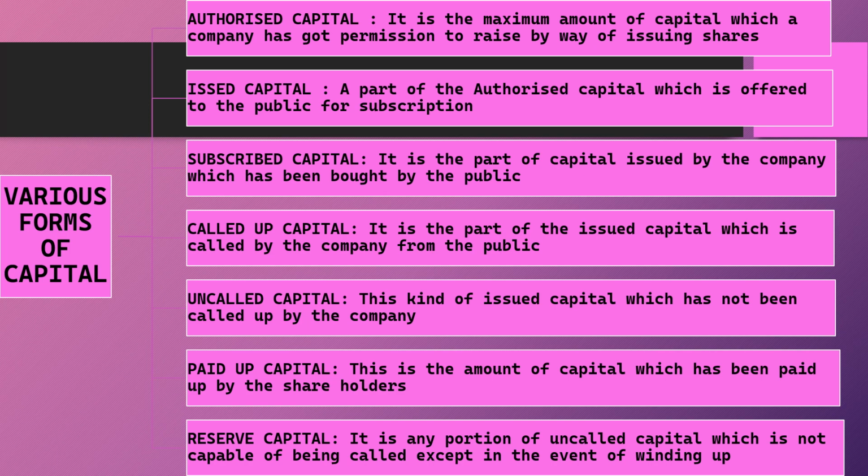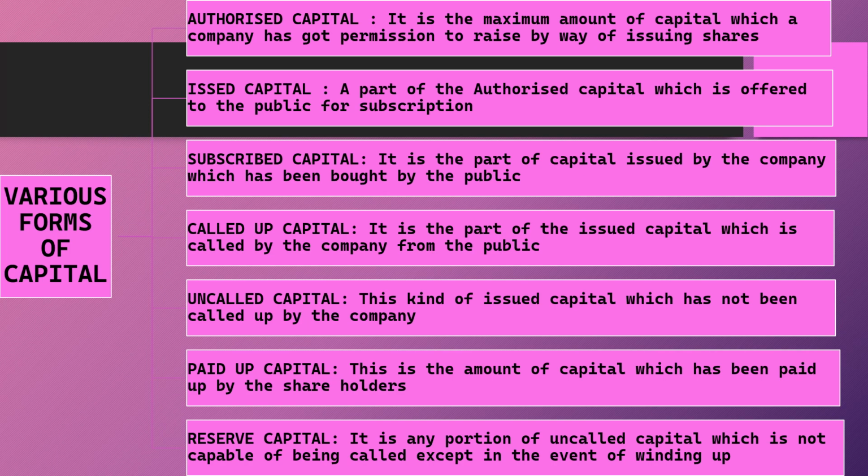Called up share capital refers to the portion of the company's share capital that exists as shares for which the company and the shareholder have a definite agreement as to the value of those shares. And the term uncalled capital is that part of subscribed capital which is not called up till now but can be called up in future as per the needs of the company.